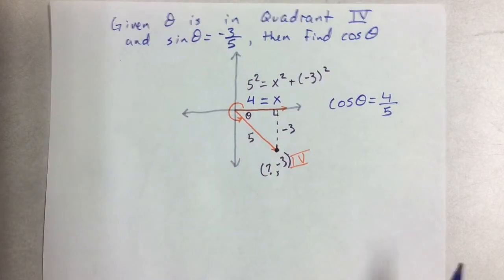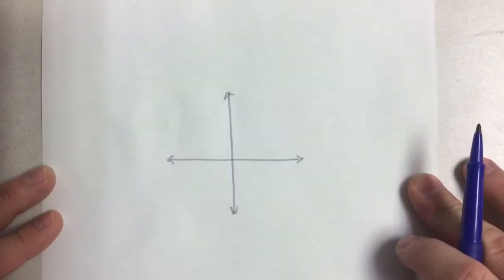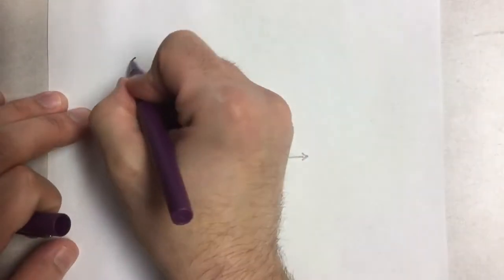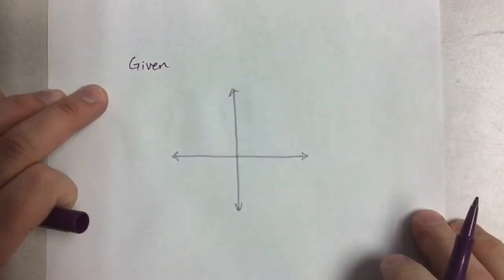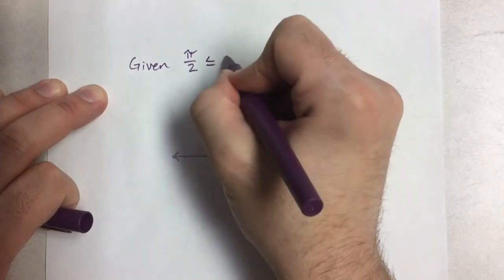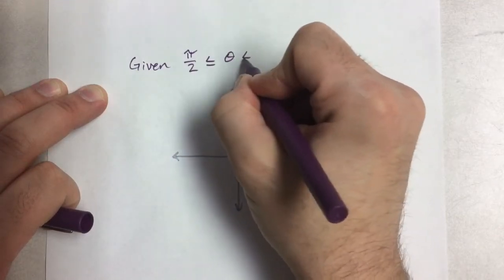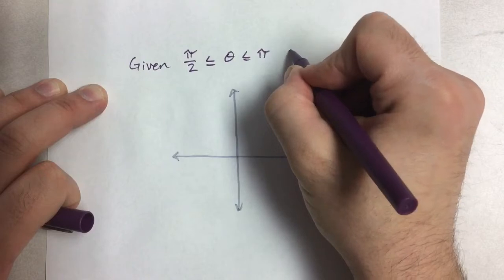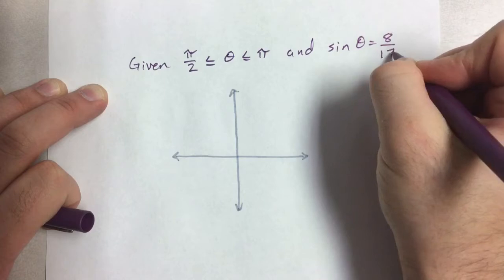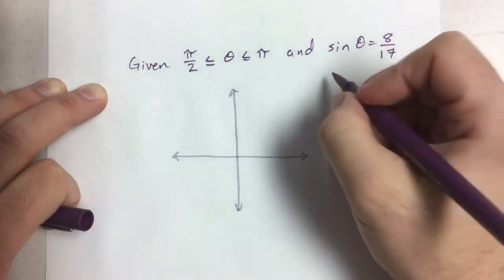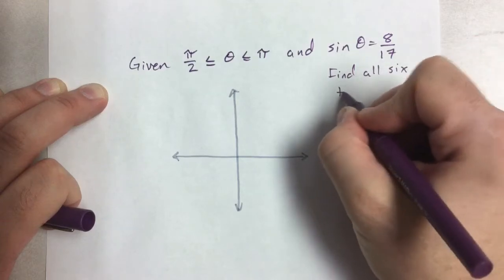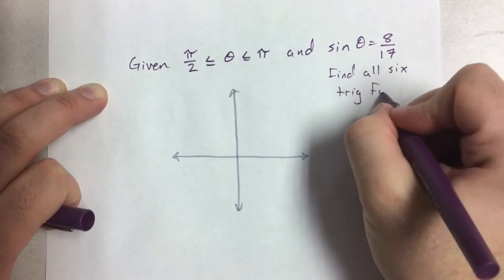Let's try another. And let's say, given theta, let's have theta be between pi over 2 and pi, and sine of theta to be 8 over 17. Find all 6 trig functions, ratios.